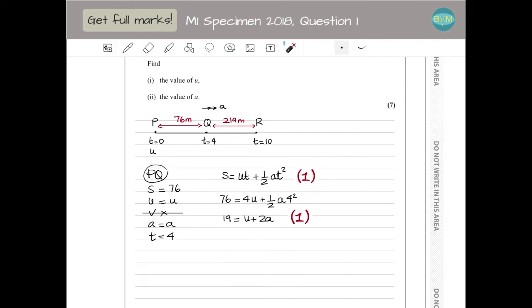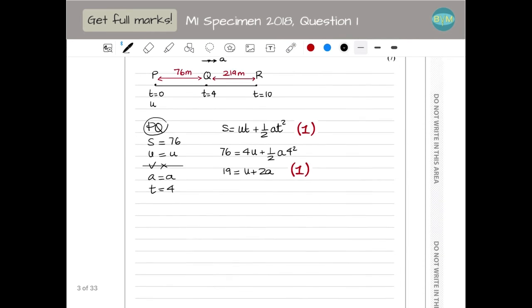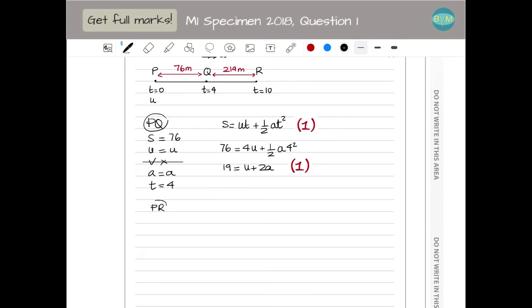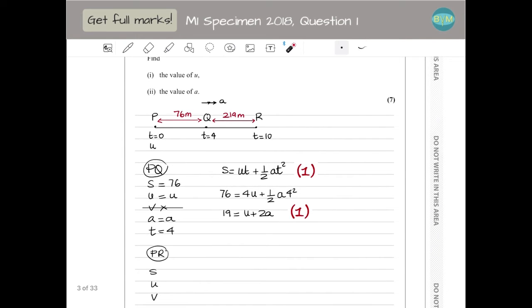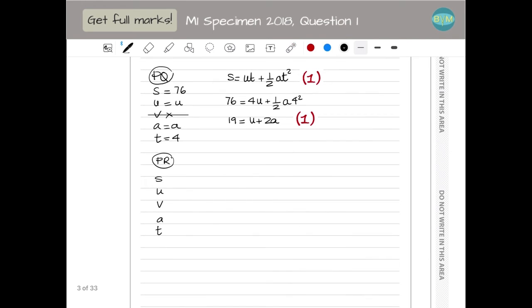And as you can see, you have one equation with u and a, the 2 things that you need to find. So somehow you have to find another equation with u and a, so you can solve simultaneous equations. What we are going to do is use PR to find this second equation. So if I use PR, let me show you what we have. We write suvat: displacement from P to R is 76 plus 219. So we have to add both, which is 295.